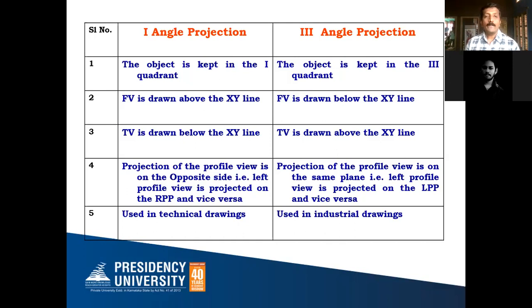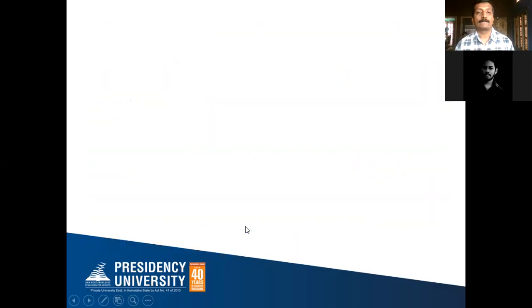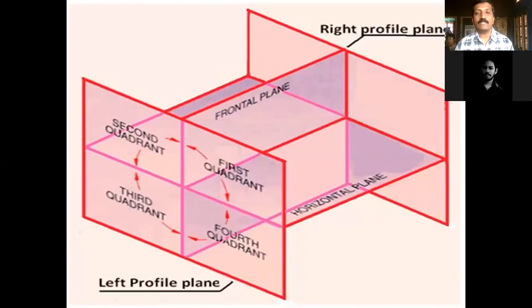Similarly, projection of the profile view, that is side view, is on the opposite side. Let me explain with the help of this. See here, for the first and fourth quadrant, if you want to get the right side view, you have to come to the right side of it. From here you have to see. This is my right side.